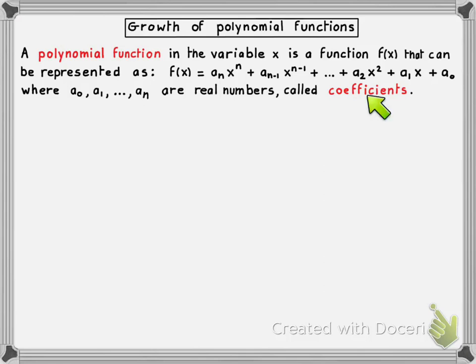So, for example, if a sub 2 is 0, then this term disappears, and this polynomial function would not contain an x squared term. Also note in particular that a sub 0 is a constant real number, which is the same as a sub 0 times x to the power 0. So the subscript of the coefficient is always equal to the power of x that it multiplies in the polynomial.